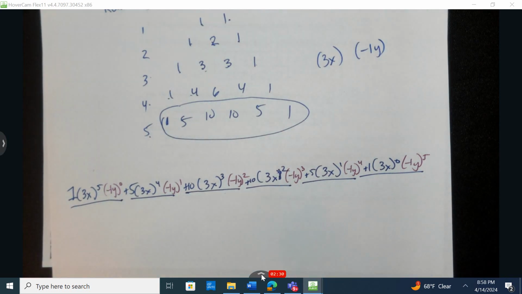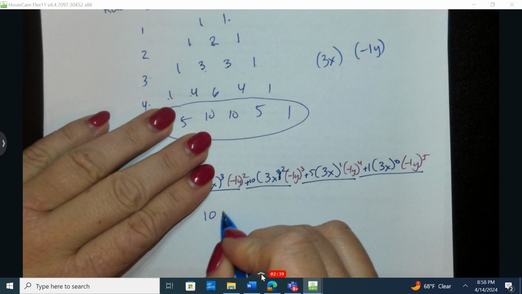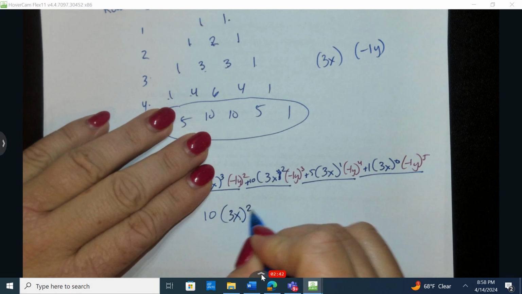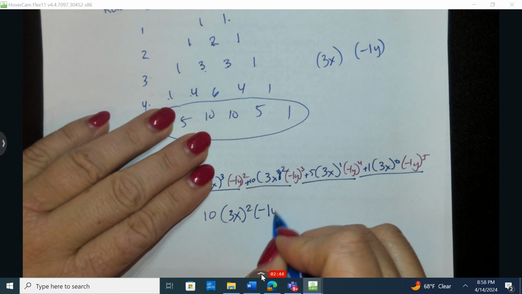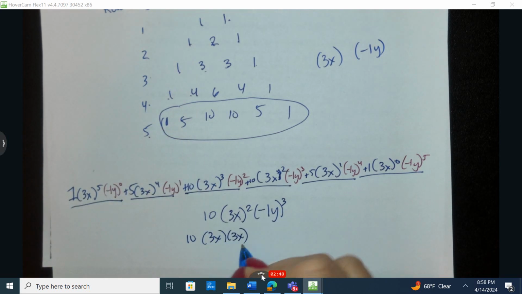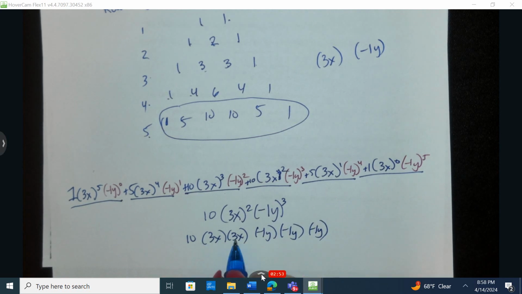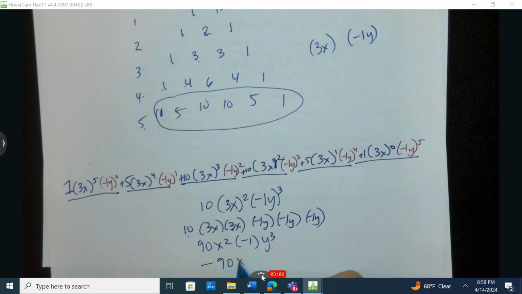And most often, if they want you to use Pascal's triangle, they're going to say, like, what's the fourth term? So 1, 2, 3, 4. So I'd only worry about this 10. Then I have 3x squared and negative 1y to the 3rd. So I'd write down 10, 3x times 3x, negative 1y times negative 1y times negative 1y. 3 times 3 is 9, so I have 90x squared. A negative times a negative times a negative is a negative, and I have y to the 3rd. So negative 90x squared y to the 3rd.